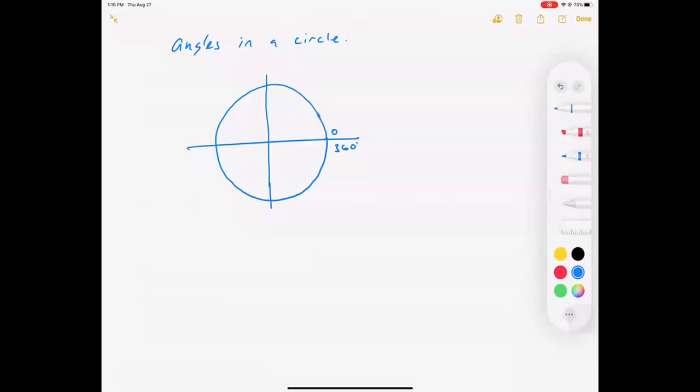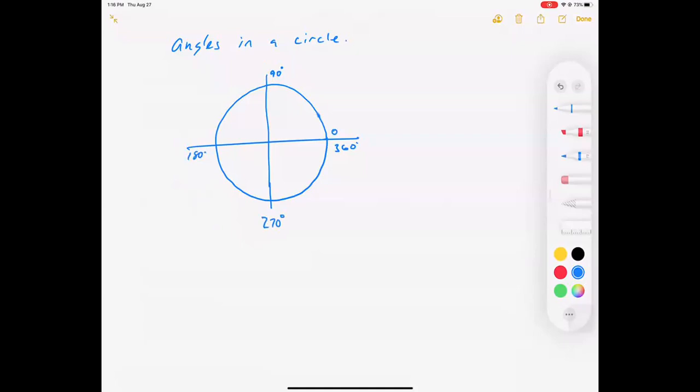So when we're talking about angles of a circle, we can go from 0 to 360 for one full circle, and let's go ahead and divide this up into smaller parts. Half of 360 is 180 degrees. Half of 180 is 90 degrees. And just counting, 90 plus 90 is 180. 180 plus 90 is 270. And 270 plus 90 is back to 360.